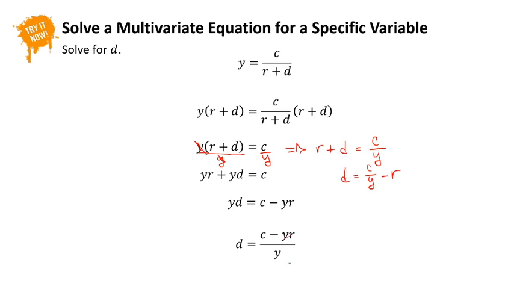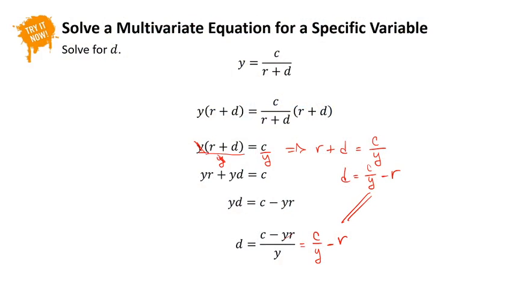Now that looks totally different from what we've got down here until we start to split this up into two different fractions, c over y minus yr over y. Well, in that case, the y's cancel, don't they? So this is just r. Look at that. It's the same thing. So this is another form of the same relationship. Either one of these is a correct answer. So if you did it this way, don't feel bad. That's also a legitimate manipulation of this multivariate rational equation.